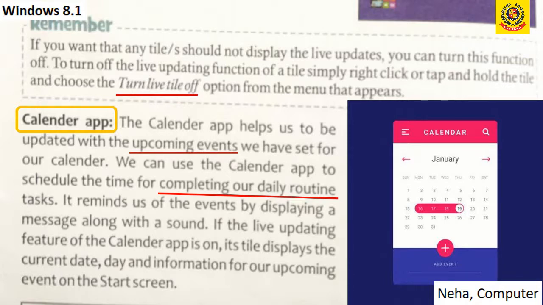If the live updating feature of the calendar app is on, its tile displays the current date, day, and information for our upcoming event on the start screen. So on the start screen, you can see today's date, the day, and the information which we have saved in the calendar. That will be shown at the particular time which we have set with the help of the calendar app.